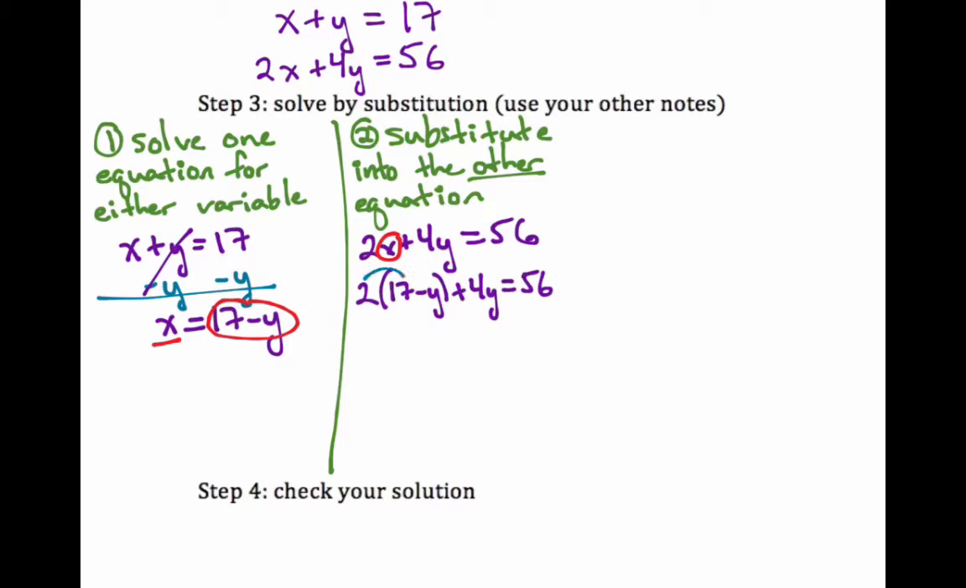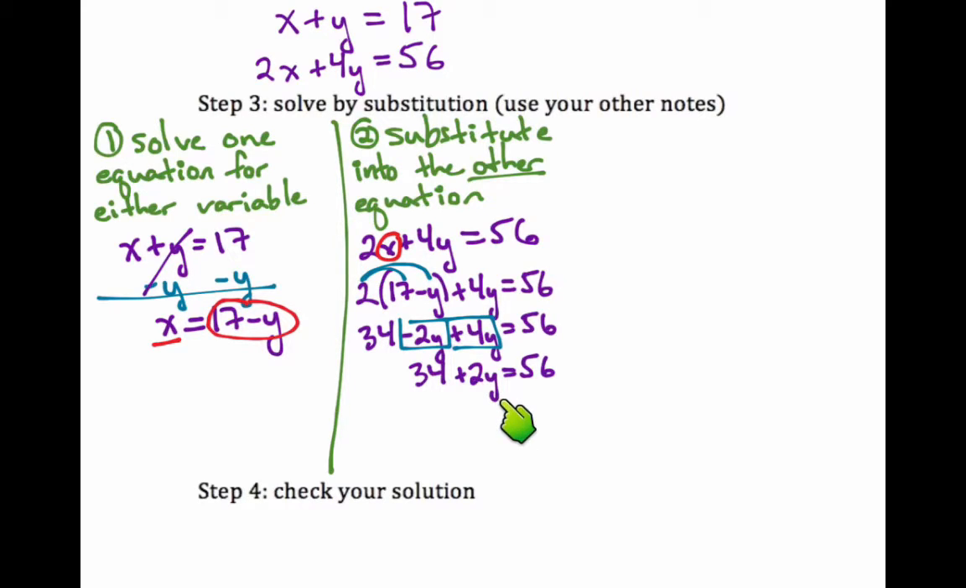So let's see, I've got to distribute. So 2 times 17 gives me 34. 2 times negative y gives me negative 2y. Copy down the rest of my equation. Plus 4y equals 56. What am I going to do next? That's right, combine my like terms. So I now have 34 plus 2y equals 56, because negative 2y plus 4y gave me 2y.